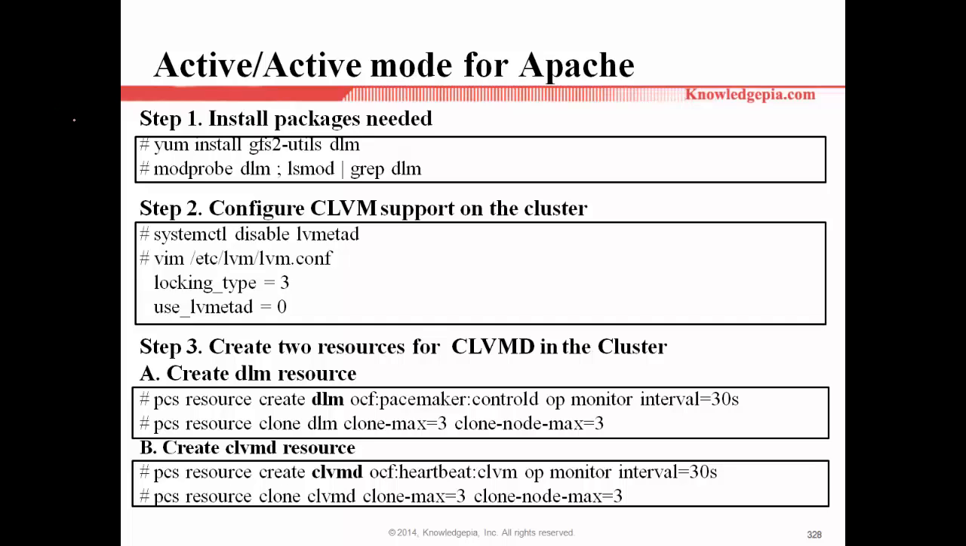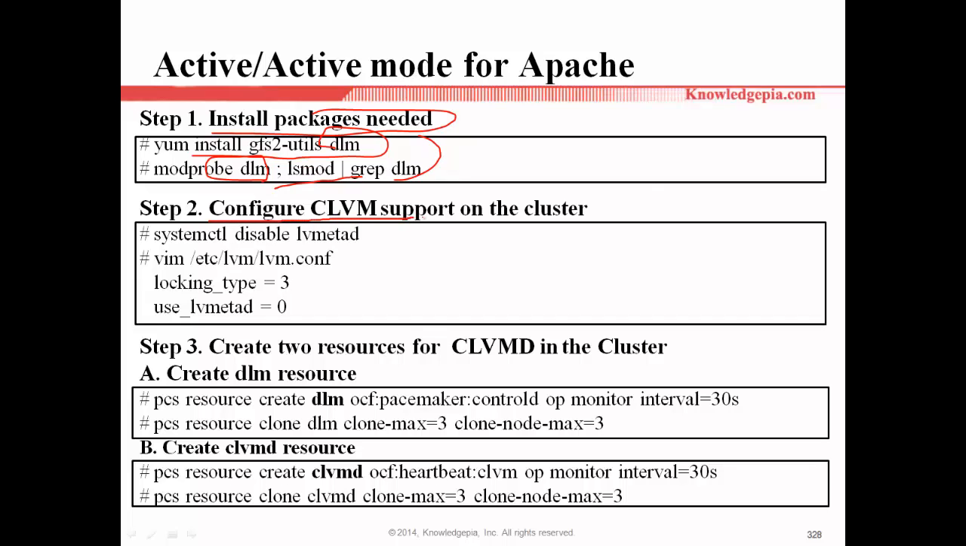Okay, active and active mode for Apache. Step 1, install the packages needed. So we need to install this kind of package, gfs2-utils and DLM. After that, we need to load the module into the kernel. And please check like this.